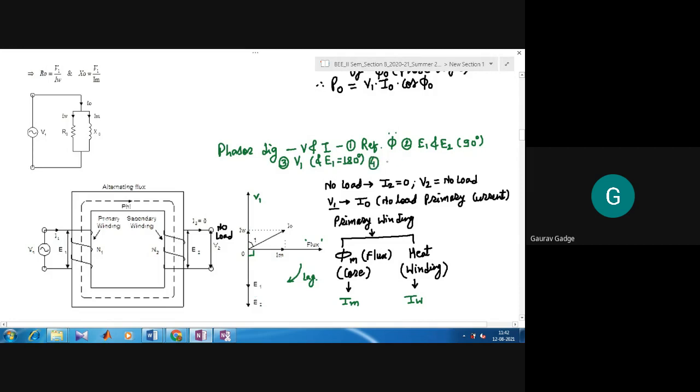Now the fourth parameter we have to make is the currents: the magnetizing current and the working component of current. The magnetizing current is basically responsible for developing the magnetization, so it is drawn on the x-axis, that is, the reference axis. And fifth is the working component of current, which is responsible for developing the heat. The heat loss equation is given by I square R.